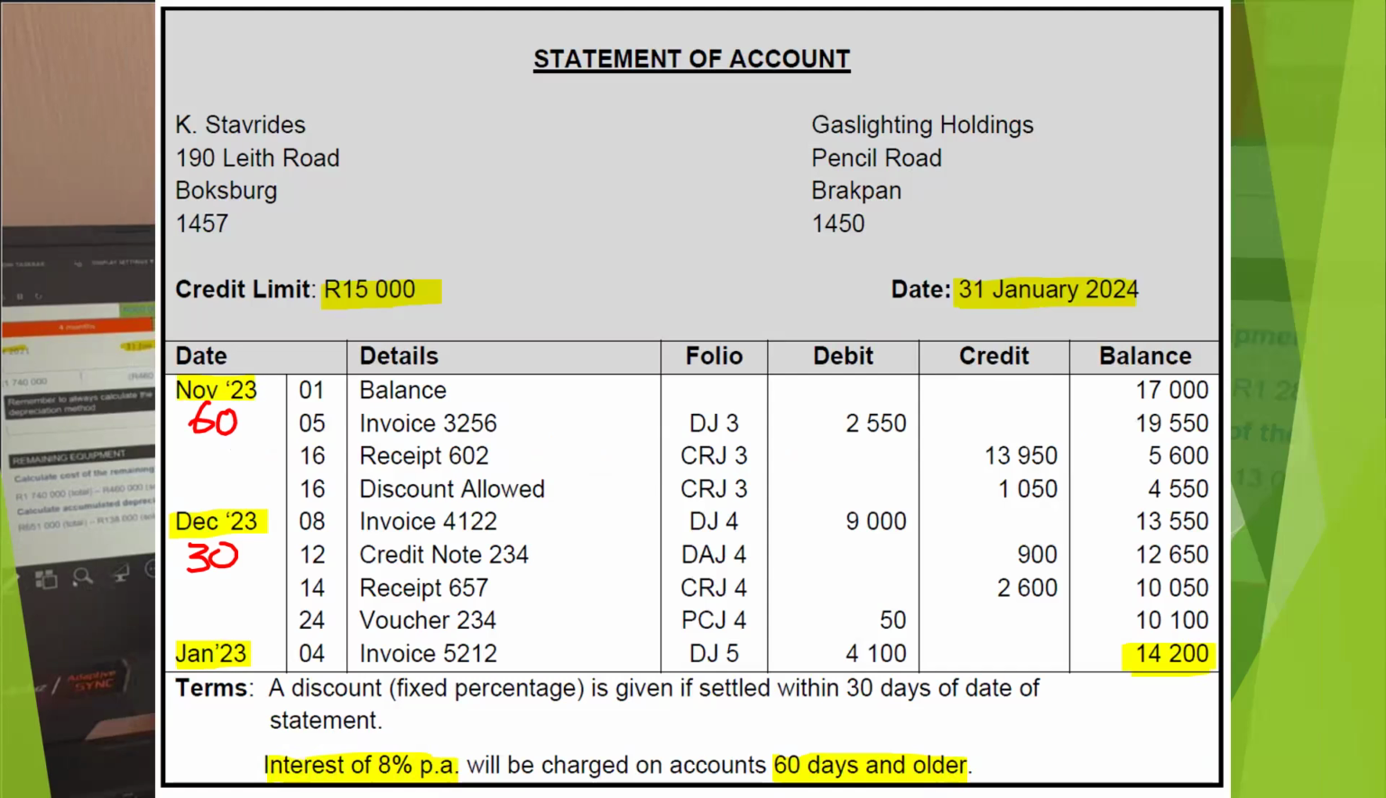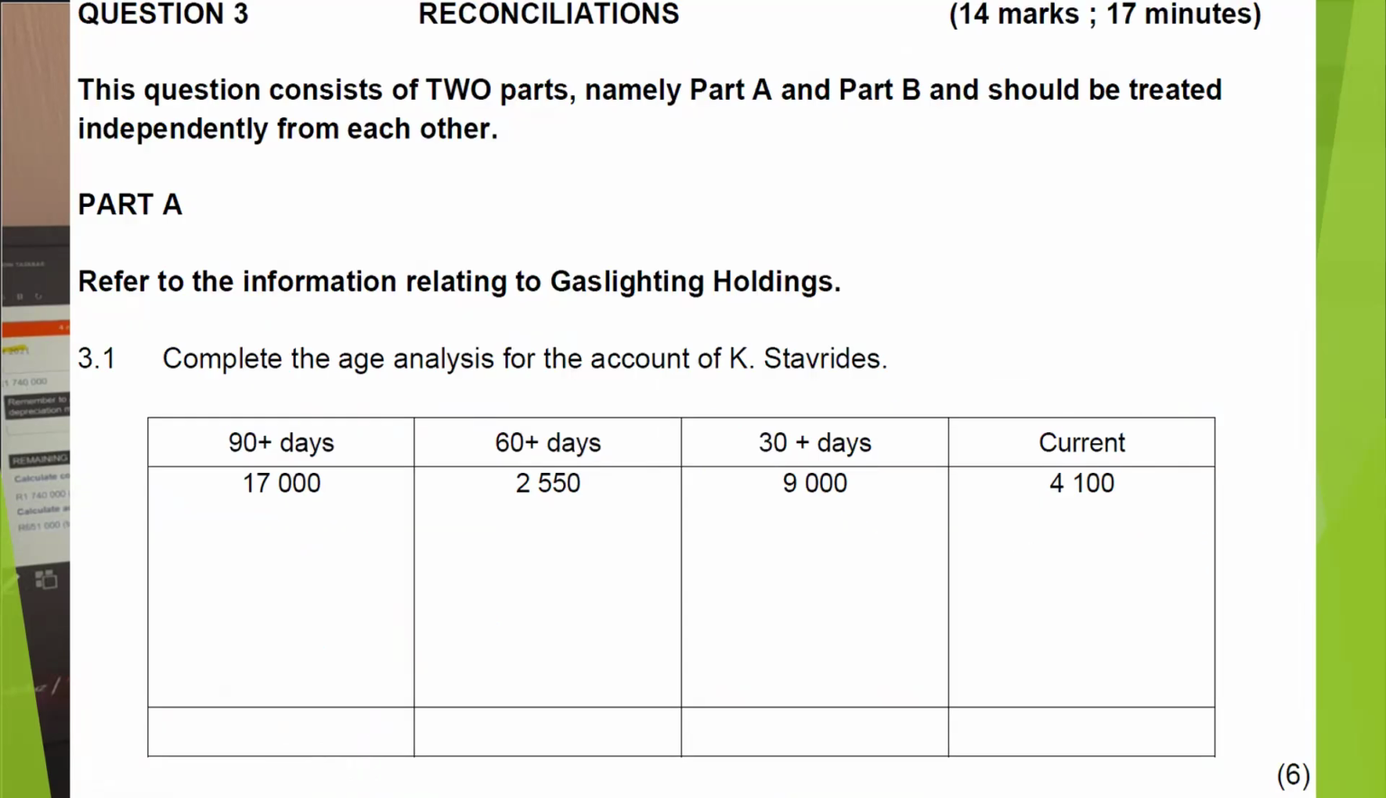You will notice that they entered the invoice and then there's a receipt of 13,950. Note that that'll go to the oldest debt, which is the 17,000. So you will take that and minus it from the 17,000, which is 90 days plus. Okay. So you're going to take that 17,000 and minus that 13,950. Okay. And obviously, this is the number of months you will have. The current month, as I've said, will be January.